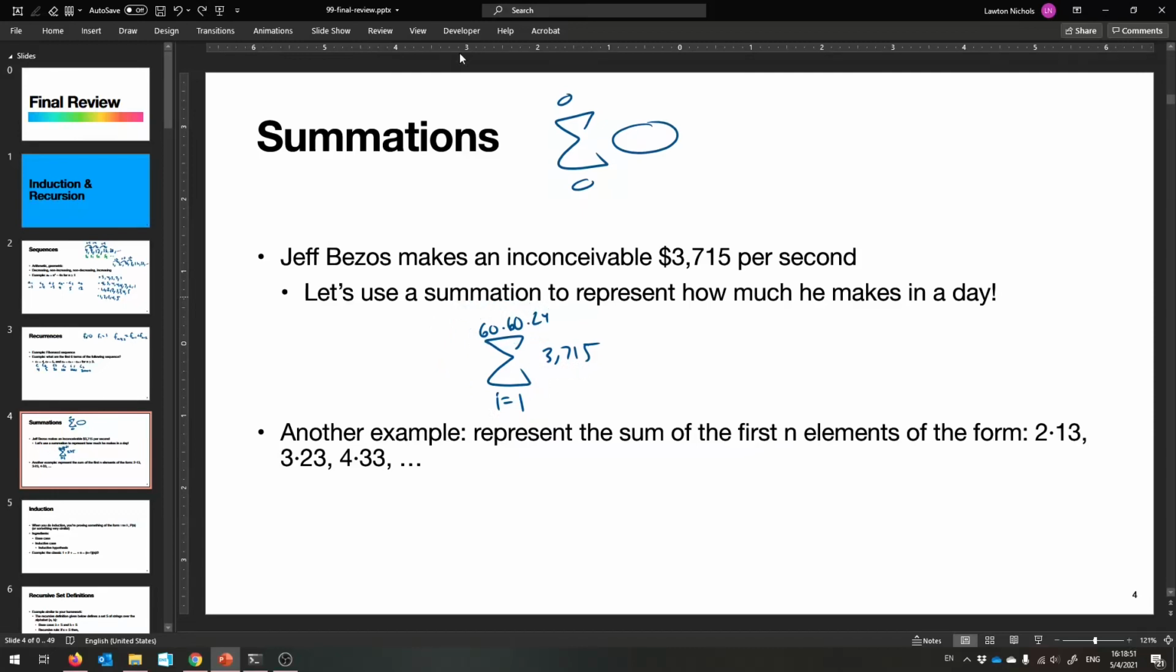And then here's another example. Let's represent the sum of the first n elements of the form 2 times 1^3, 3 times 2^3, 4 times 3^3, on and on and on. The next one would be what? 5 times 4^3, right? Not plus, times. 6 times 5^3. Okay, so we need to figure out what is the secret here, what's going on.